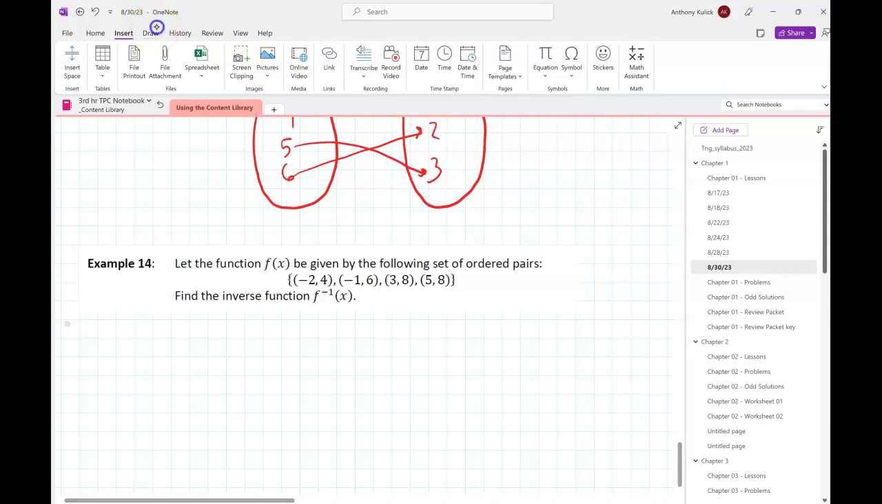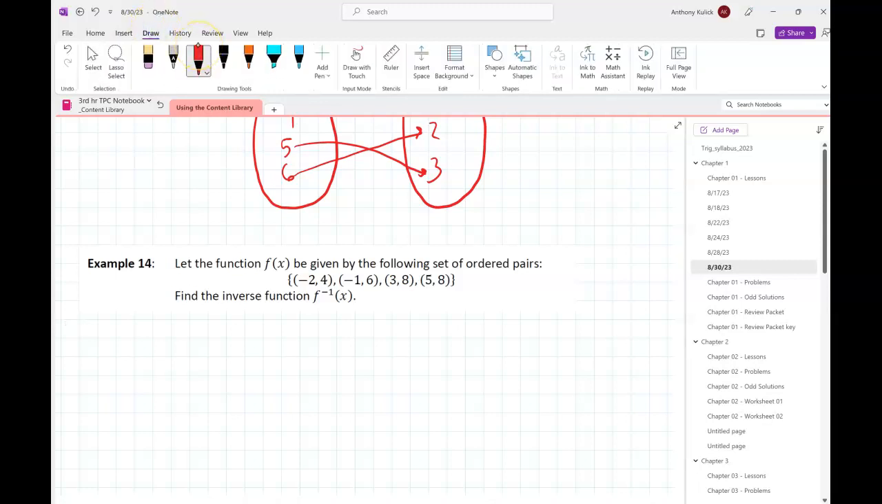So here is my function f of x represented by the set of ordered pairs (-2, 4), (-1, 6), (3, 8), and (5, 8). What would my inverse look like as a set of ordered pairs? Good. Great. (8, 3) and (8, 5).